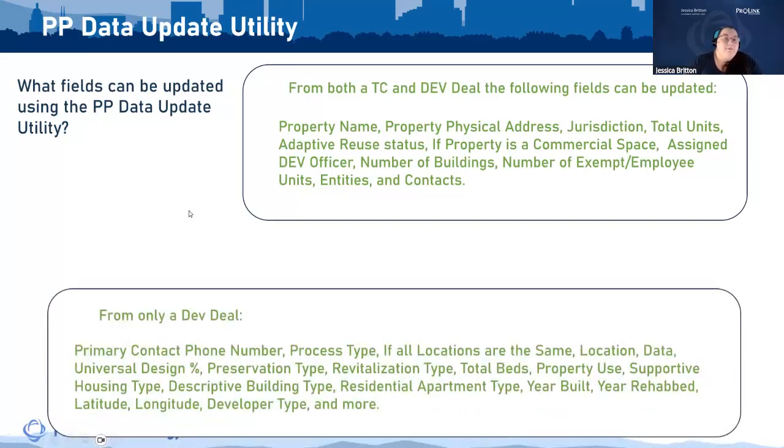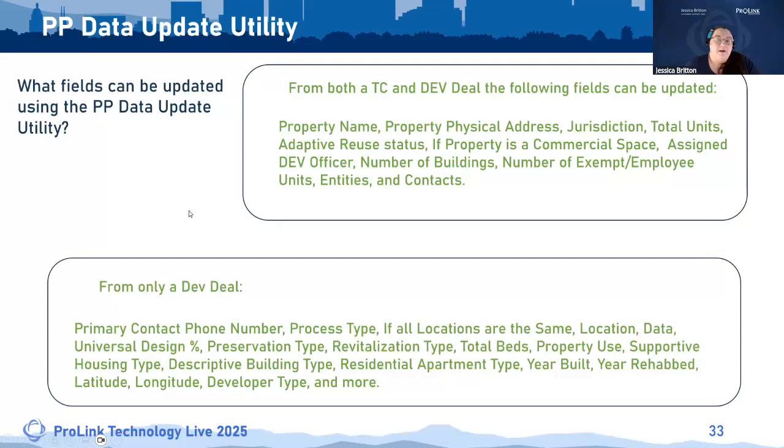However, only from a dev deal can these fields be updated. That includes the primary contact phone number, the process type, if all locations are the same, location data, universal design percentage, preservation type, revitalization type, total beds, property use, supportive housing type, descriptive building type, residential apartment, year built, and additional other fields like latitude and longitude.